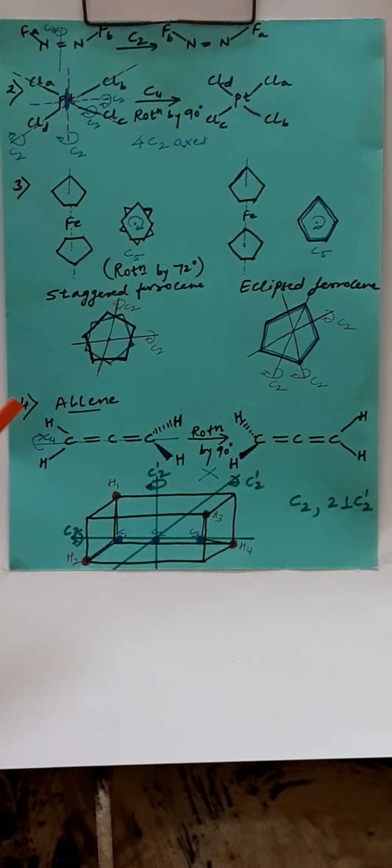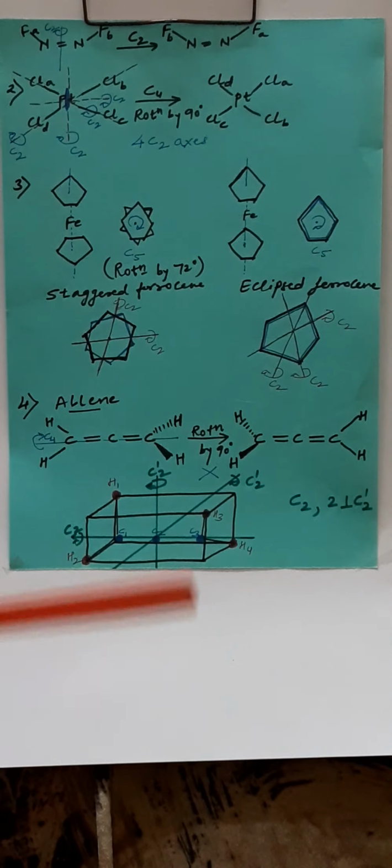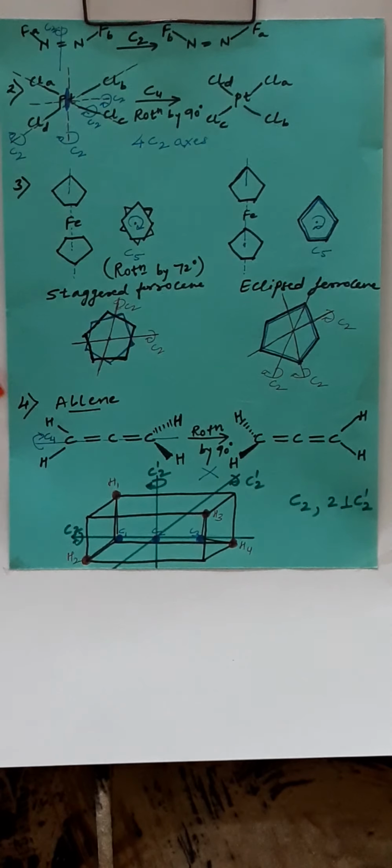So what is going to happen? This in-plane hydrogen atom, when you are rotating by 90 degrees, will move above the plane, and the other one will move below the plane of the paper. So we are getting this configuration.